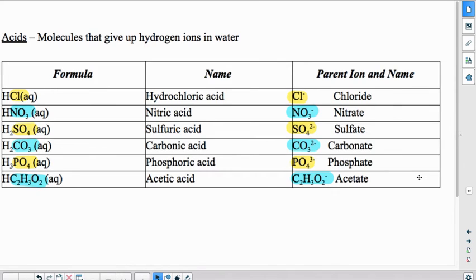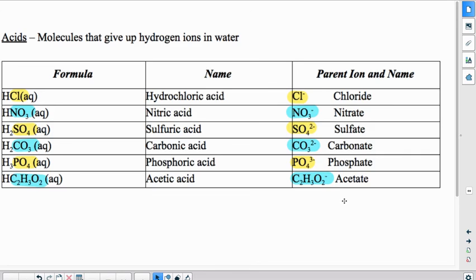If you need to figure out how many hydrogen ions go in a particular acid, you simply have to look at the charge on the parent ion. Knowing that the hydrogen ion has a positive 1 charge, you need enough hydrogen ions to counteract the negative charge on the parent ion. And that's the reason that nitric acid has 1 hydrogen, sulfuric acid has 2 hydrogens, and something like phosphoric acid has 3 hydrogens.